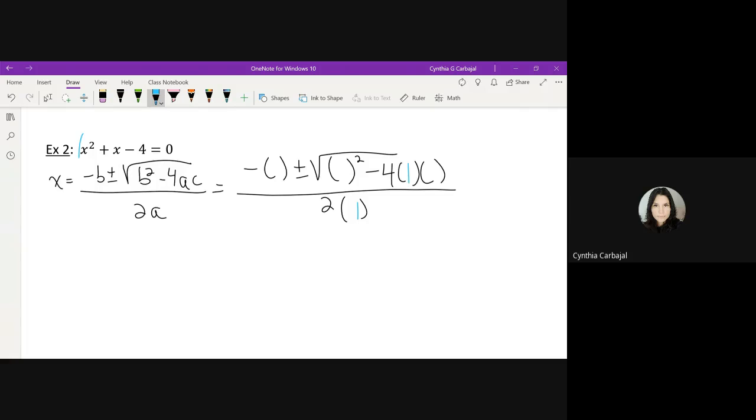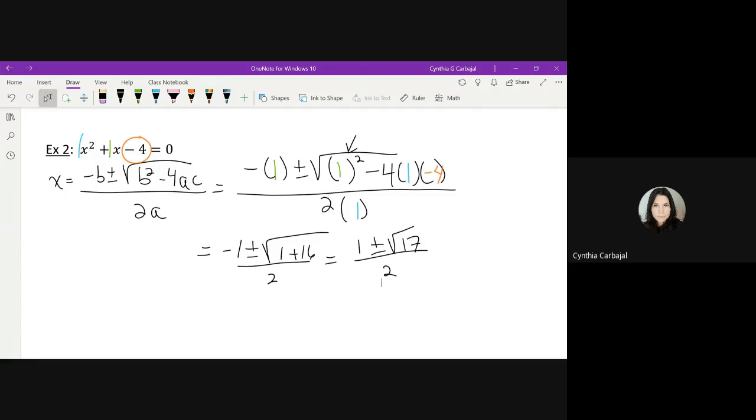So 1 goes here and here. The b, again, there's actually nothing in front of this regular x, so it's also a 1. And then the c is negative 4, so negative 4. All right, then we do the math inside. So negative 1 plus or minus the square root. 1 squared is 1, and then minus 4 times 1 is 4, times negative 4 is going to be negative 16. But since I already have a negative here, that's going to be positive 16. Right, negative 4 times negative 4 will be positive 16. 2 times 1 is 2. So negative 1 plus or minus the square root of 17. Wow. Okay.